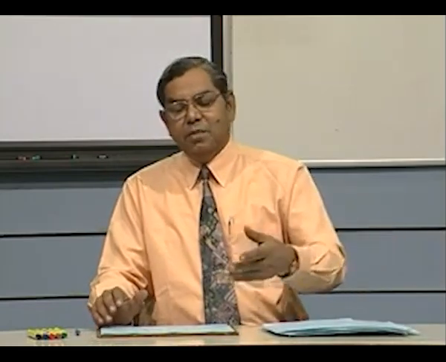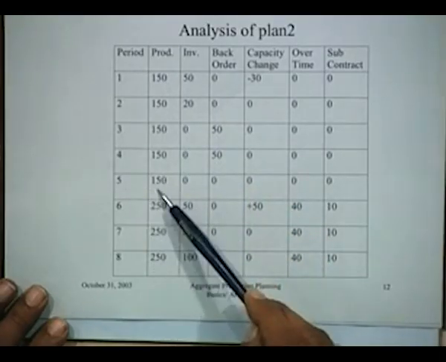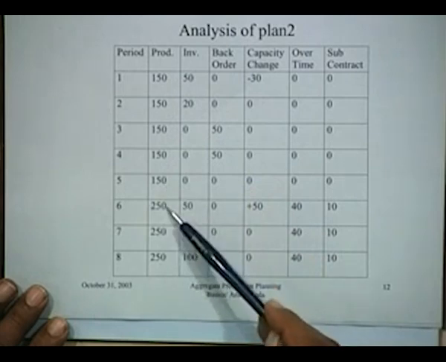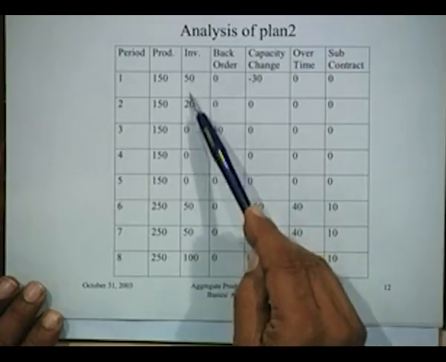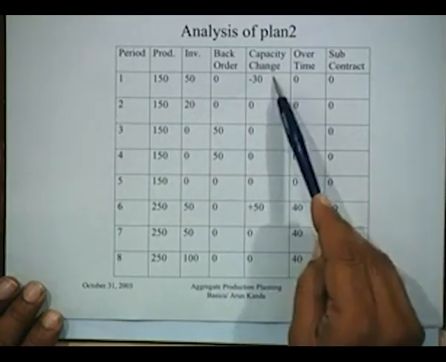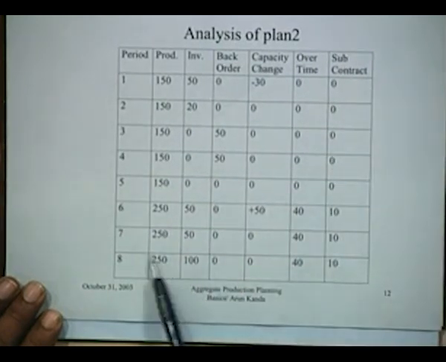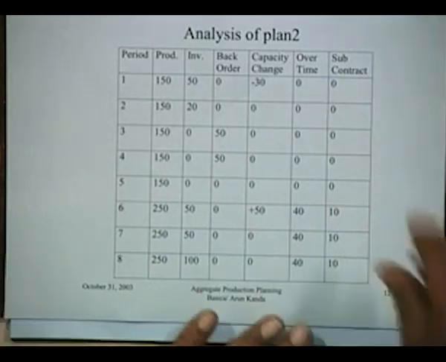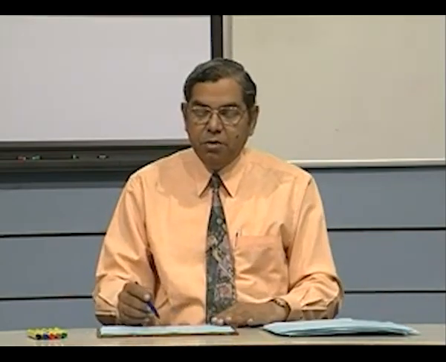We can do an exactly similar exercise for the second plan. What was the second plan? We were keeping the production constant up to the 5th period, up to 150, then it was 250, and thereafter it was 175 in the last 2 periods, right. So, you can calculate similarly the inventory, the back orders, the capacity changes, the overtimes and the subcontracting which is necessary. Of course, this is all based on a certain set of assumptions. We will talk about them in a short while, and ultimately even for this plan you will have this.